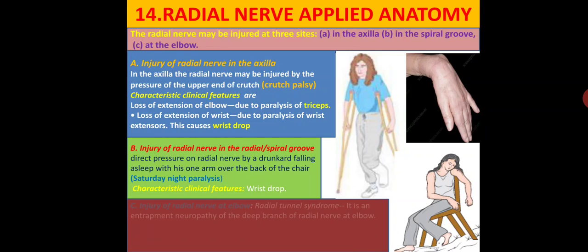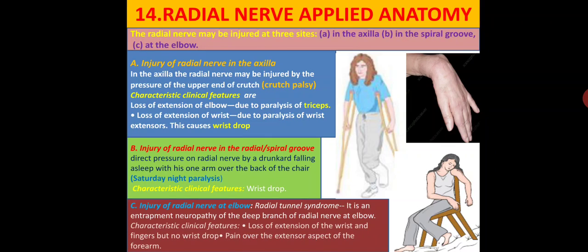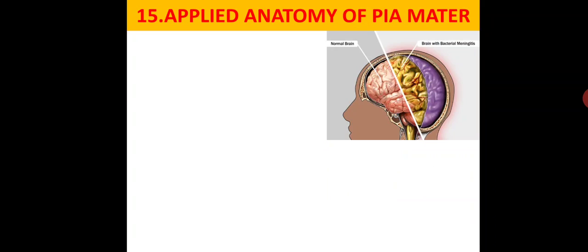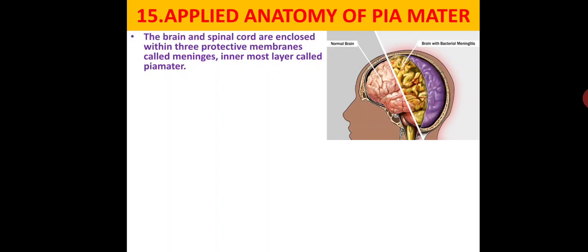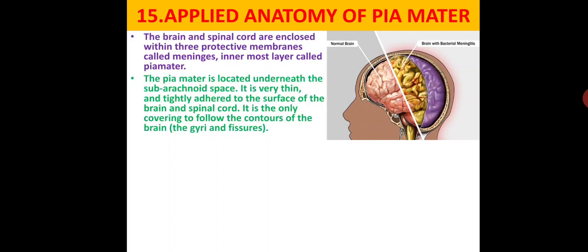An injury at the elbow region causes radial tunnel syndrome, which is compression of the deep branch of the radial nerve at the elbow region. So these are the clinical importance, or applied anatomy, of the radial nerve. The next question is the applied anatomy of the pia mater. Pia mater is the meningeal layer covering the brain and spinal cord, and it is the innermost meningeal layer, located underneath the subarachnoid space.